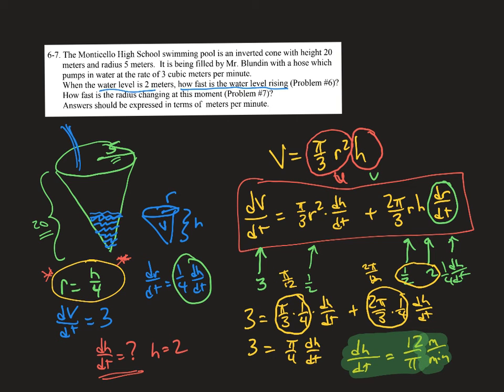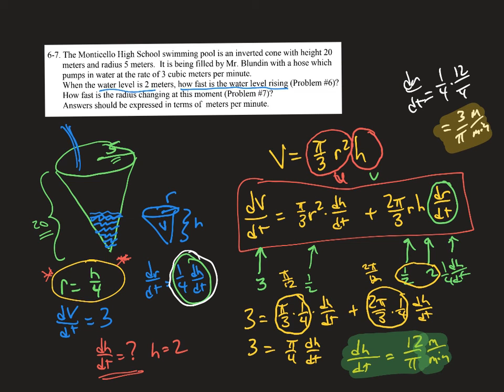Now for part 7, number 7, we still want to find out how fast the radius is changing, which is dr/dt. Well, for that, I just go back to this formula right here. I'm going to use a white pencil now to do that. And I'm basically going to do 1/4 times 12 over pi. And I'll do that up here. dr/dt equals 1/4 times 12 over pi. And that's going to be 3 over pi. And that's also in meters per minute. And so we do end up with the same answers.